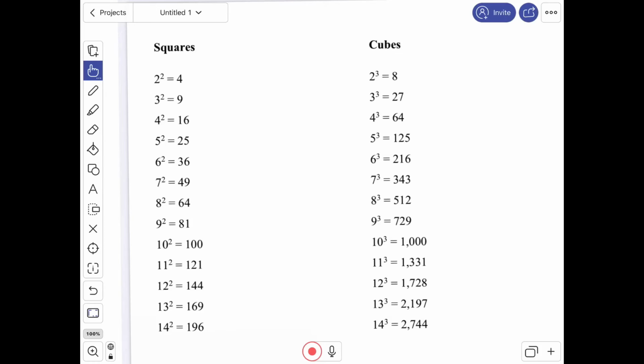This could be some very good information for you to copy down. If you're not using a calculator, then finding square root or cube root can be a little bit difficult. So these would be very good for you to copy down into your notes.